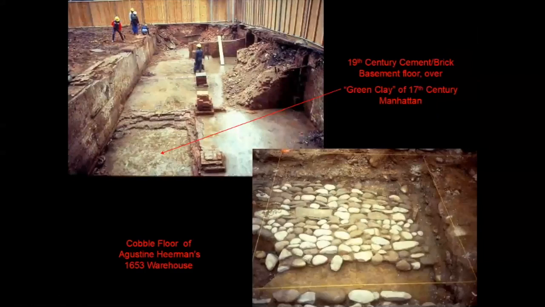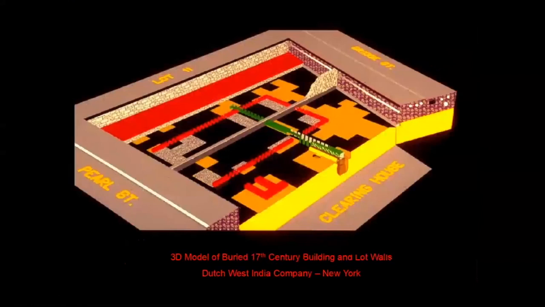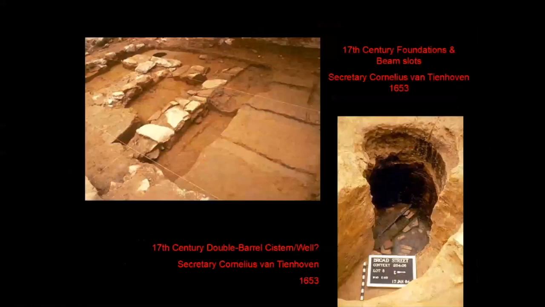Also encountered was the cobblestone floor of the first warehouse in the New World. This is what we found in the outline of the warehouse: the cobble, the 18th century structure, the 19th century basement floor, 8 to 12 feet of fill on top of it, and stuff that's still there. This is the foundations of the 1740 home of Van Tienhoven, the Secretary General of the Dutch West India Company. This is a double-barrel system collecting water. And the water in Lower Manhattan was called tea water because it was so pure and clean.